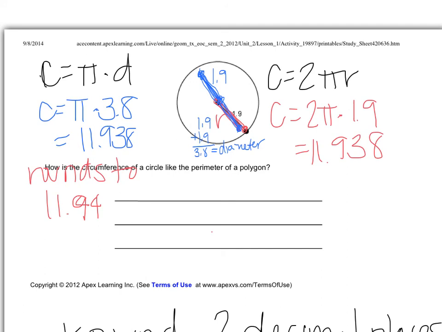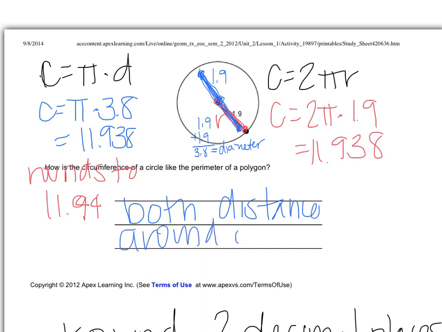All right, the last question says, how is the circumference of a circle like the perimeter of a polygon? Well, the circumference of the circle is the distance around the outside, and that's exactly what perimeter is. So they are both the distance around the outside. Really, circumference is the same thing as perimeter. It just has a special name because it's a circle.